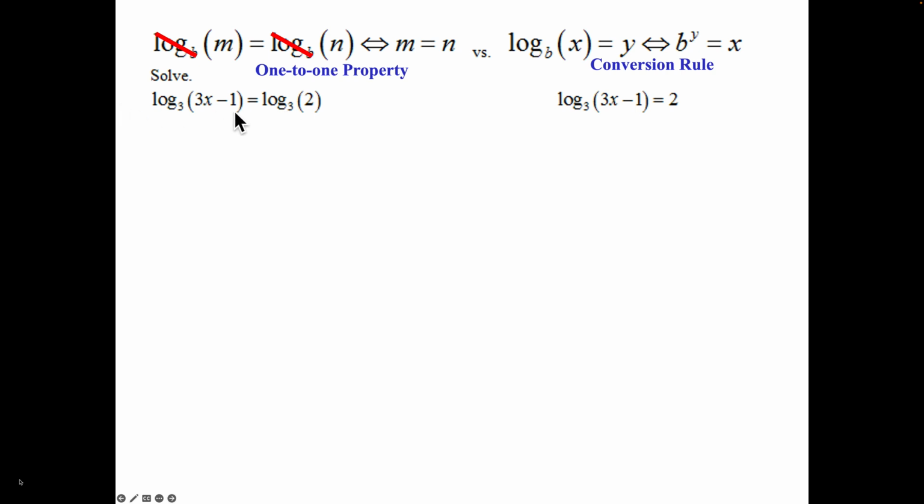So looking at this example here, log base 3 of 3x minus 1 equals log base 3 of 2. The logs are the same bases. There's nothing else adding or subtracting, multiplying, dividing on the outside. Cancel the log base 3's. 3x minus 1 equals 2. Add over the 1 to make a 3. Divide by 3. x is 1. That's my answer.